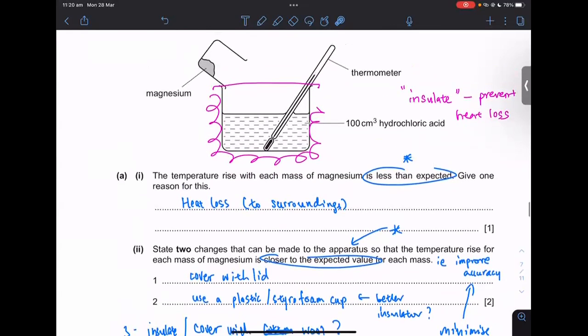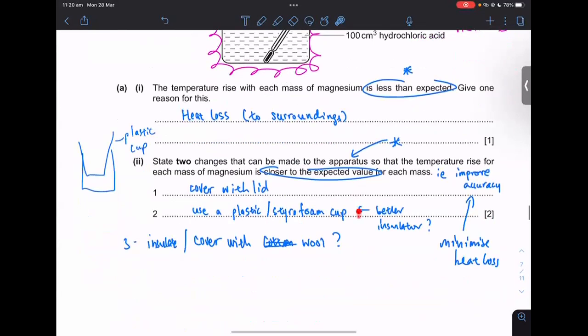But you can also use a plastic cup. That was how I did the reaction last time in the class. I use a plastic cup because plastic is a poor conductor. It's an insulator. So a plastic cup will help you to prevent the heat energy from being lost easily. So these are the improvements to the experiment to prevent heat loss there.